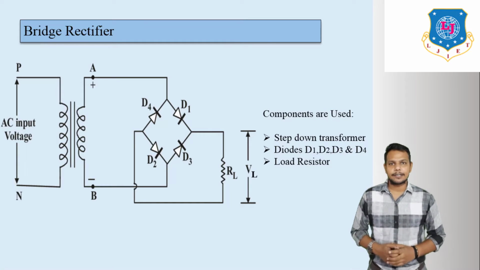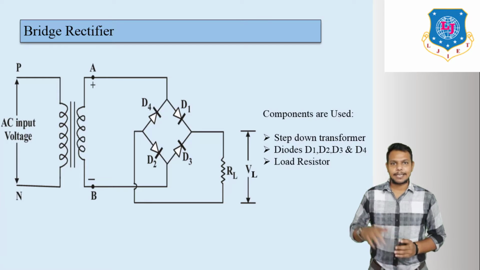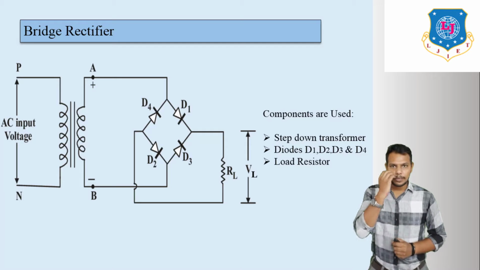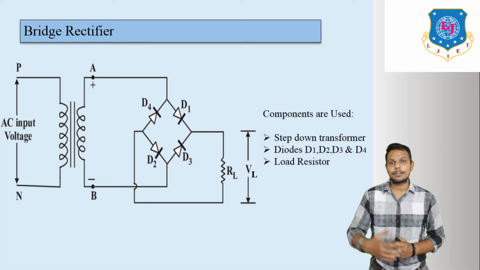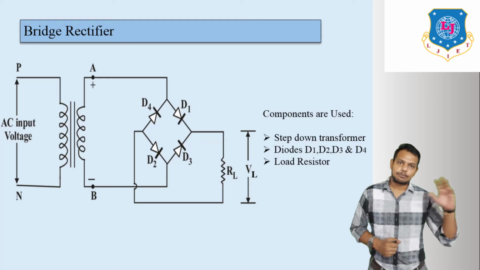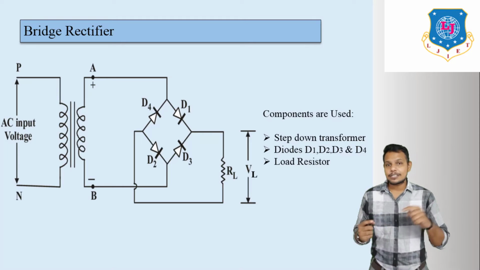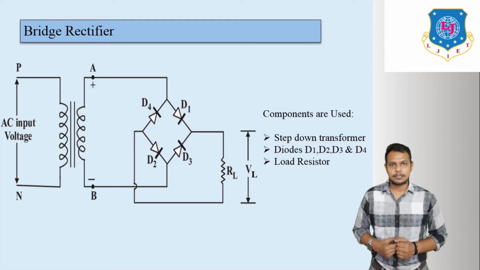Here this is the circuit diagram of the full bridge wave rectifier. Here we can see four different diodes are used along with a load resistor and a step down transformer. Now in this circuit diagram we will enter the input waveform, or we can say AC waveform, from the input side, and we will get output across the RL, that means load resistance.